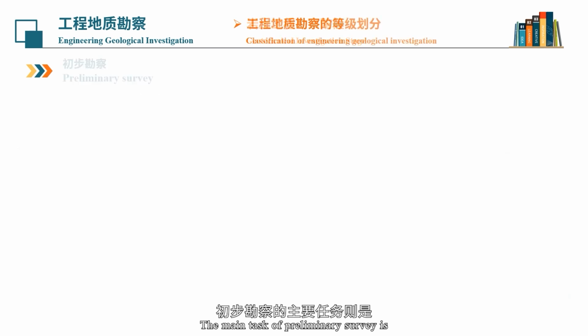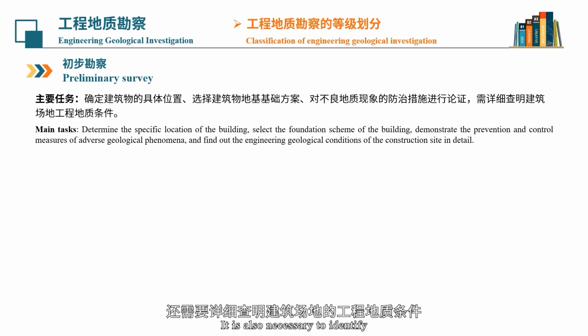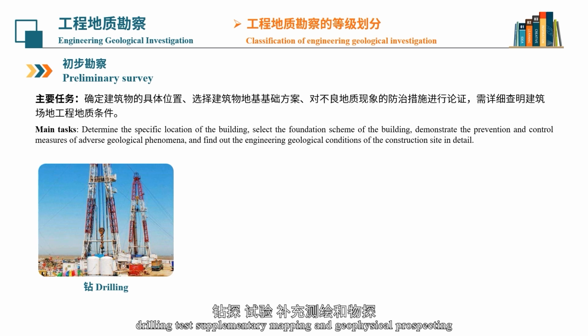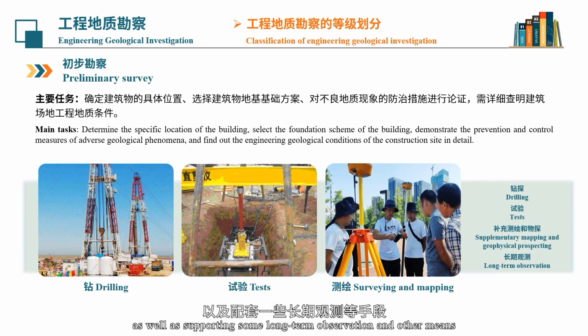The main task of preliminary survey is to determine the specific location of the building and select the foundation scheme of building foundation and demonstrate the prevention and control measures of unfavorable geological phenomena. It is also necessary to identify the engineering geological conditions of the construction site in detail. Survey methods employed include drilling, test, supplementary mapping, and geophysical prospecting, as well as supporting some long-term observation and other means.